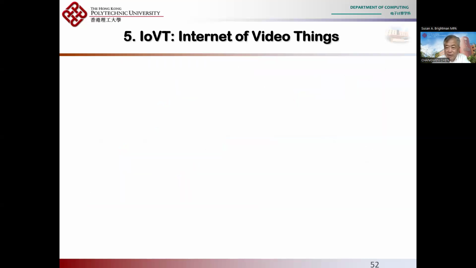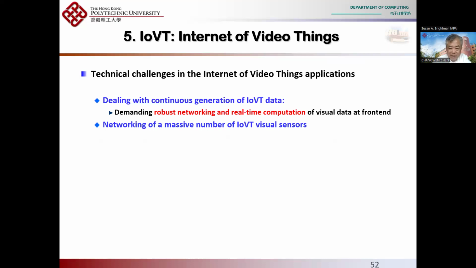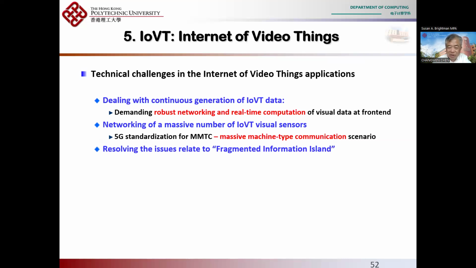With this example, I can summarize the technical challenges, dealing with the continuous generation of IoVT data. In many cases of IoVT, different from IoT, the data generation is continuous. It doesn't stop, so it demands very robust networking and real-time computation. The networking of a massive number of IoVT devices is not just a few cameras. There may be dozens or maybe hundreds of cameras within a system. Of course we have 5G. One of the 5G scenarios is massive machine type communication, designed for this type of use. So I think we have the infrastructure to do IoVT.